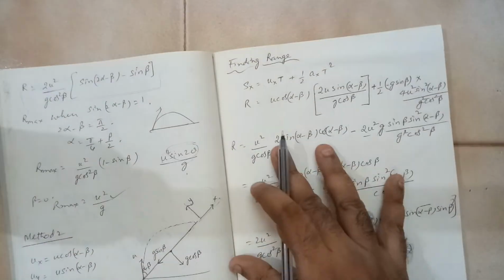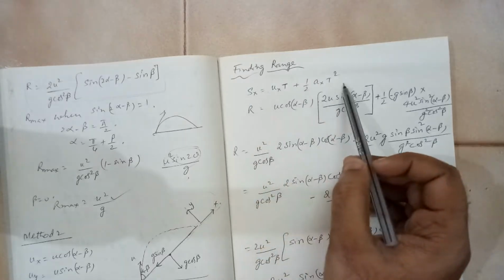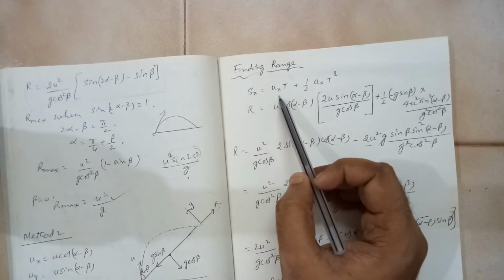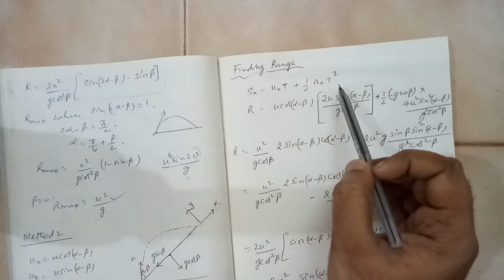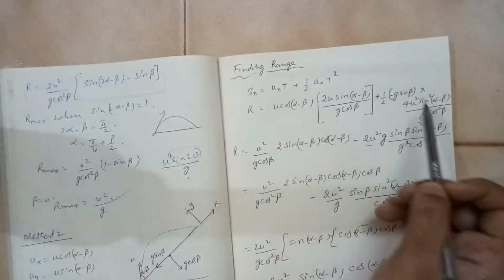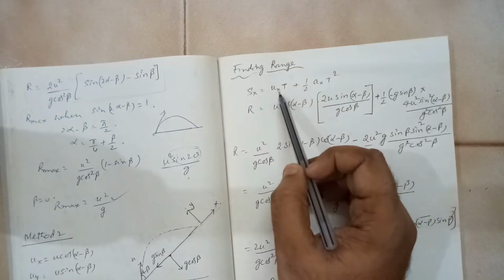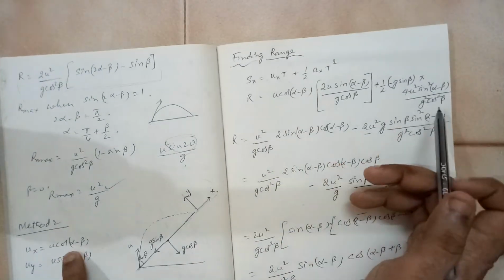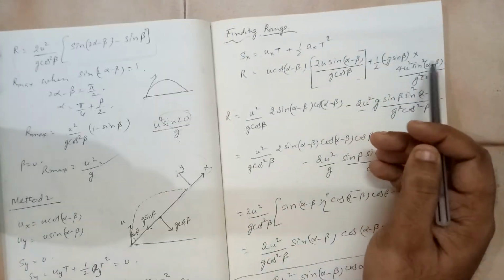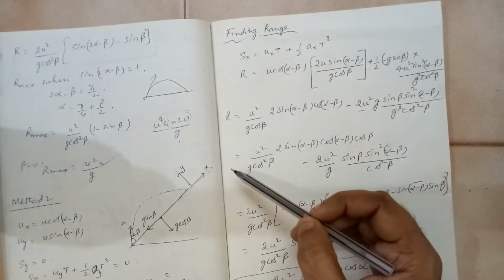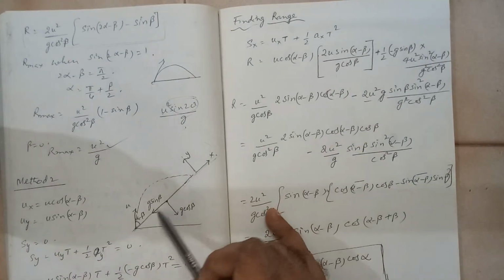So finding range, what you will do is you write the Sx formula. Sx is equal to ux into t plus half ax into t square. Now the question is, is ax equal to 0? Ax is not equal to 0 in this case. Ux is u cos of alpha minus beta into time of flight, which you have already calculated. You need to put that value over here. Plus here ax will be g sin beta.